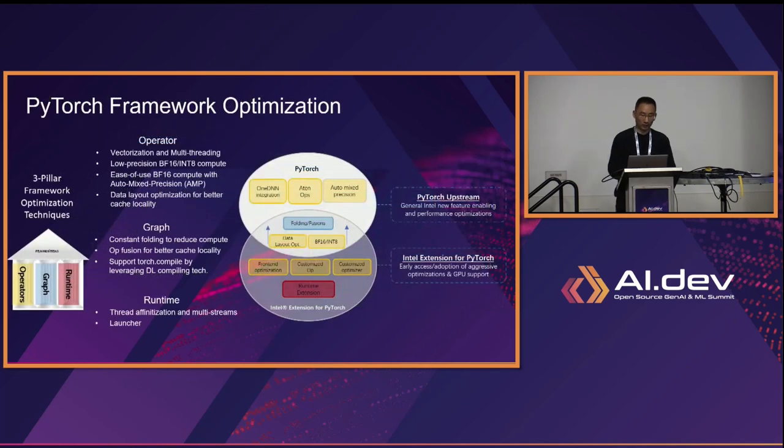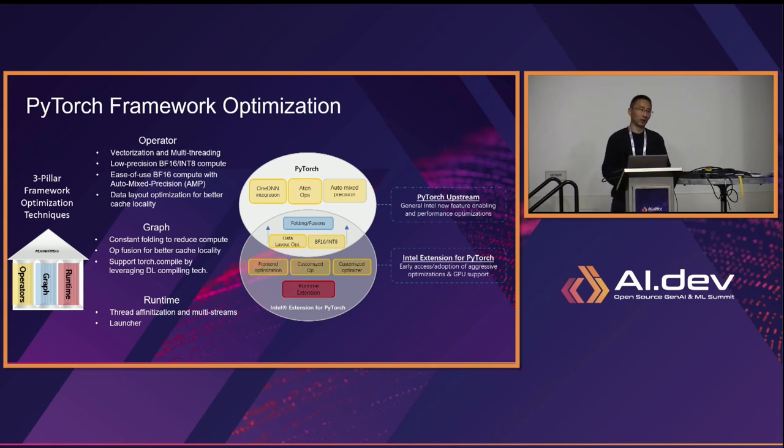And here are also some of the breakdown of the optimizations we can have in PyTorch and Apex. I will not go into too much detail on this part, but generally, when we're talking about optimization in PyTorch, we usually refer to three layers. One is the operator layer, where we need good kernel design. We want to have some vectorization, multi-threading, these kinds of things.